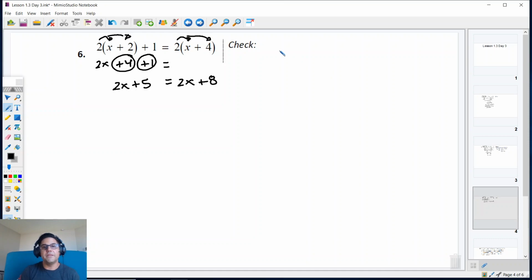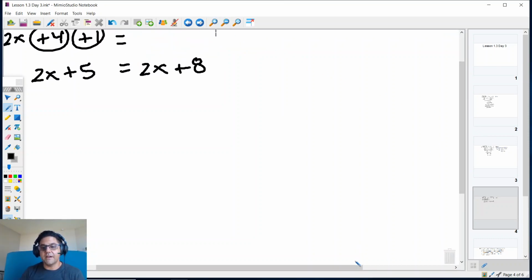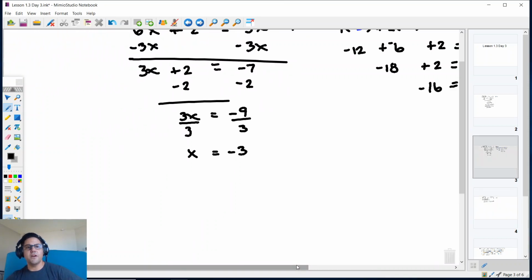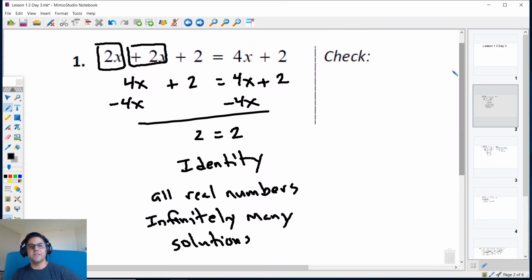Okay, let me zoom in a little bit. Now, if you notice on this one, the variables are the same, which means it's going to be a special answer. Compared to our first problem, which was an identity because 4x plus 2 is exactly the same as 4x plus 2, just like identical twins. I know you're not exactly the same, but you're relatively very close.